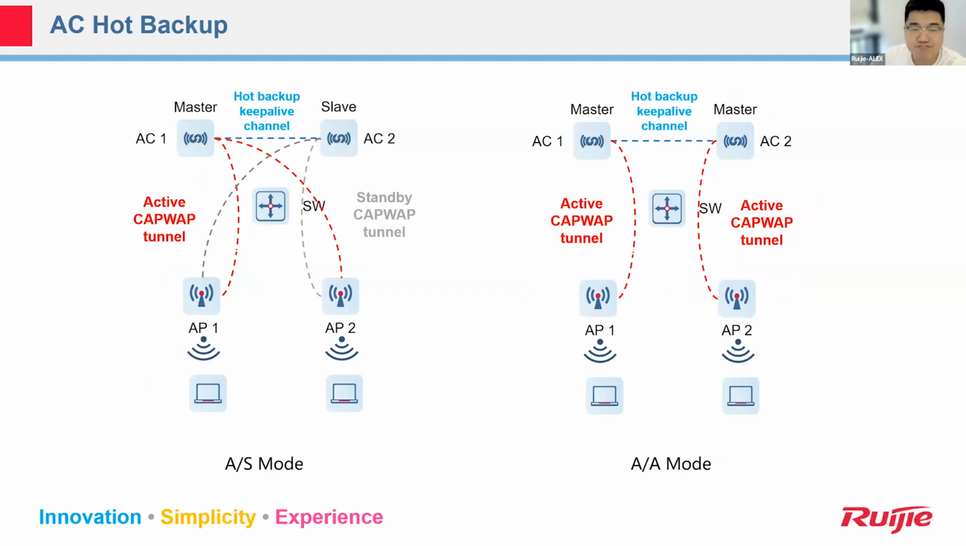Okay. We have two modes, AS mode and AA mode. Let's see what's the difference between them. AS mode means one of the ACs is the active AC. Okay, one is active. So A and S means standby.